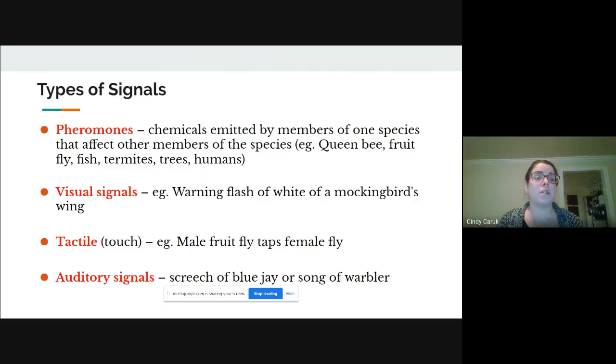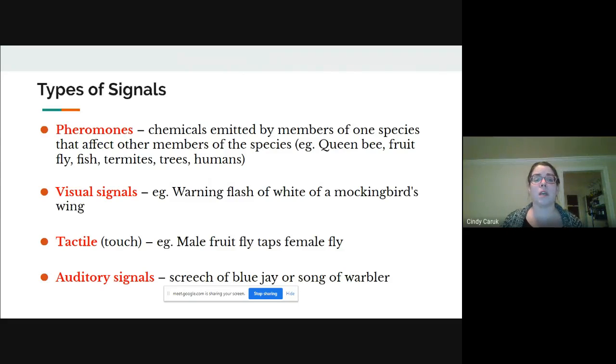Some other types of signals, there's always different chemical signals, and one example is a pheromone, as emitted by members of one species, affects members of the other species. We talked about the termites, and they can follow like a red pen because it smells like a pheromone for them, and the warning pheromones in fish.